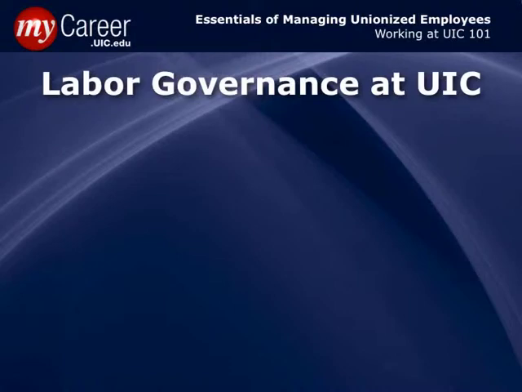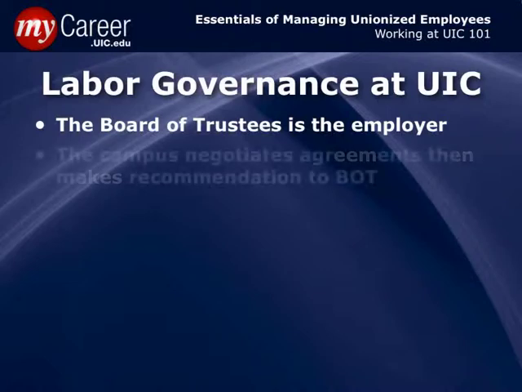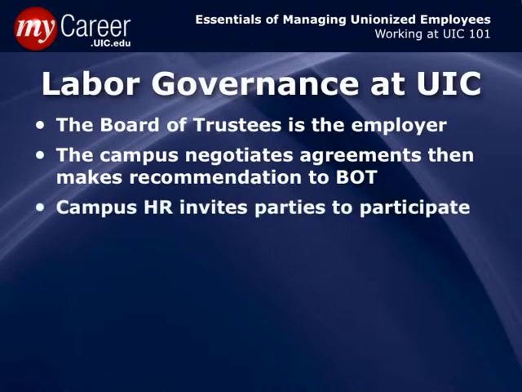With respect to labor governance at UIC, the Board of Trustees is the management side party to collective bargaining agreements. The campus negotiates the agreement and then makes its recommendation to the Board of Trustees for approval. Campus HR invites interested parties to suggest changes in existing collective bargaining agreements and to participate in the formulation of a negotiating position for all affected departments and colleges.